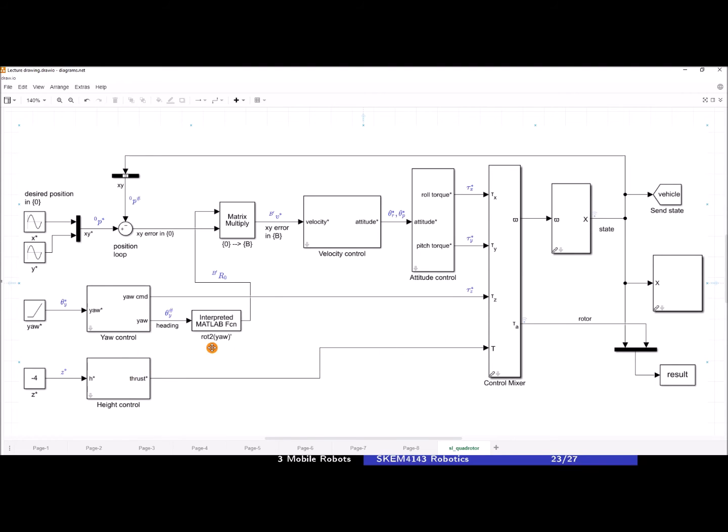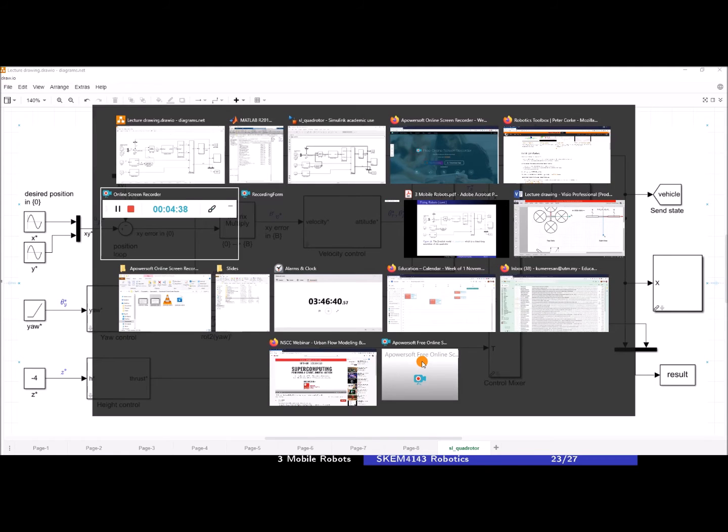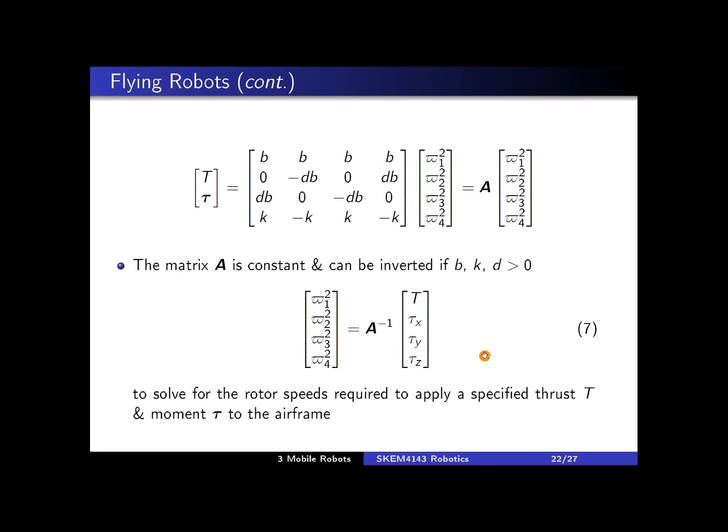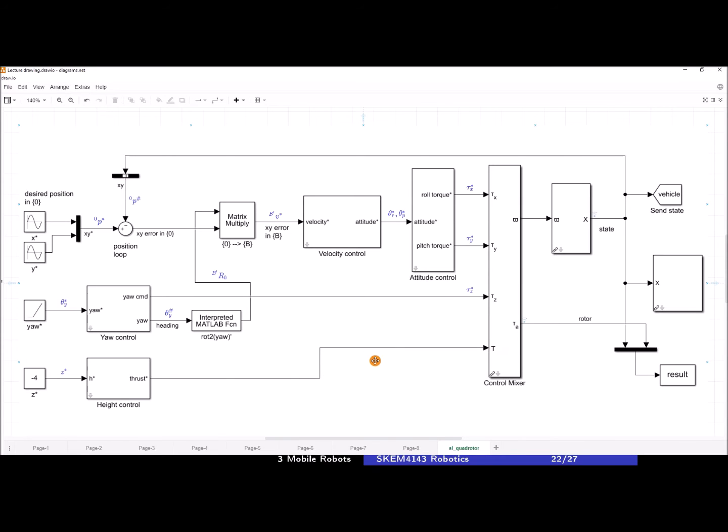All these control outputs will go to the control mixer. This block implements the equation that we saw earlier. The input to this block is required tau x, required tau y, required tau z, and the output is omega 1, omega 2, omega 3, omega 4. And this is your system, the quadrotor.